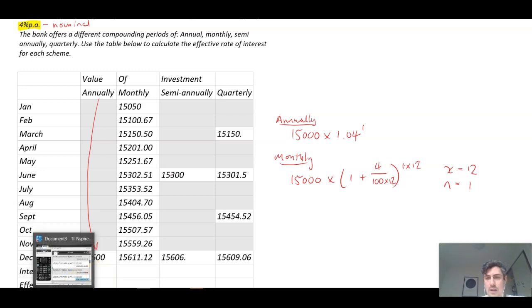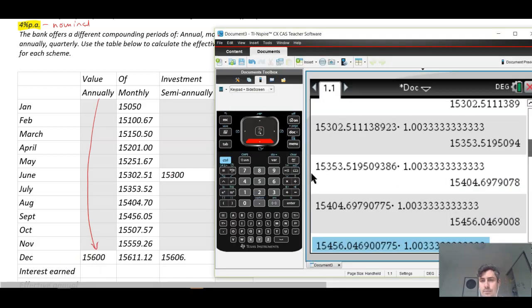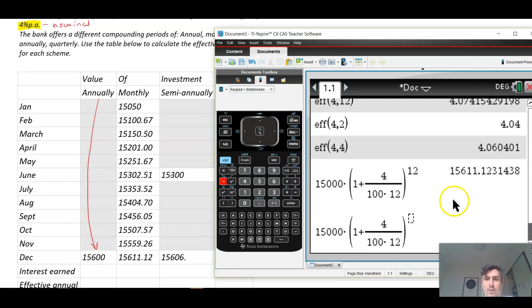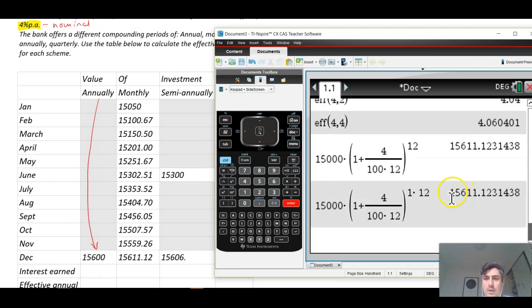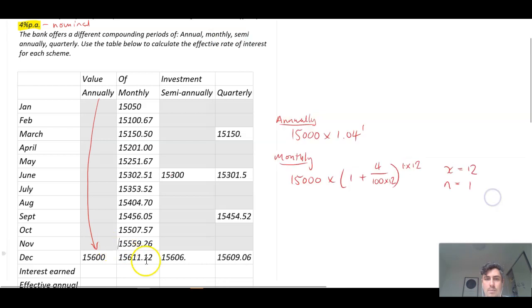If we leave it like that, because otherwise you get a recurring decimal with this particular one, you get 1.003 recurring as the multiplier. So rather than lose any accuracy, we're going to leave it like that. And so we're going to get power of 12. We should get 15,611, which is what we've got there. So that's done 12 times in 12 steps.